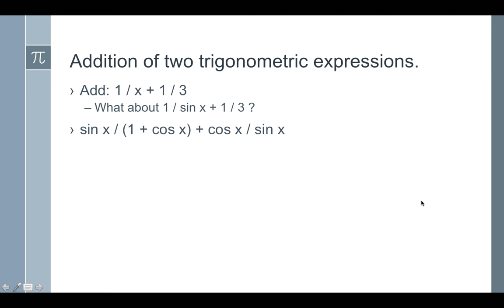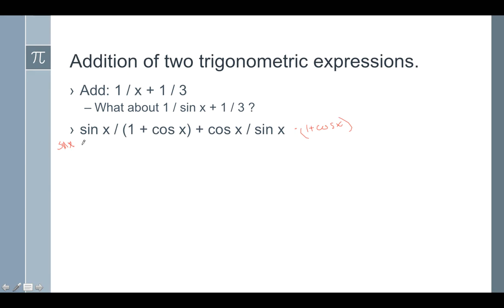But let's try this one. This one gets a little bit more complicated. So sine over 1 plus cosine, plus cosine over sine. So notice here my denominator of 1 plus cosine and my denominator of sine. They're not at all alike, and therefore we need to multiply both pieces by each other. So my left fraction, I'm going to multiply by sine of x over sine of x, and my right fraction, I'm going to multiply by 1 plus cosine of x over 1 plus cosine of x.